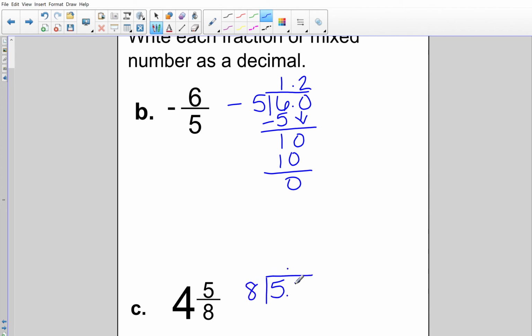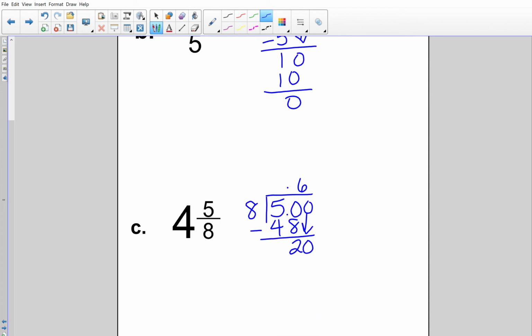So I can add my decimals. 8 goes into 50 6 times. I got 2 left over. I can add another 0. 8 goes into 20 twice. I can subtract. I've got 4 left over. Add another 0. So 8 times 5 is 40 exactly. So this is my decimal for just this portion.